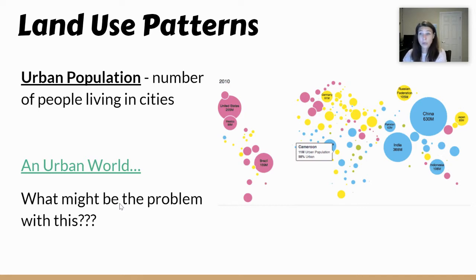And we haven't really talked about this, so it's kind of just a preview, but I want you to use logic and think about it. Why might that be a problem? If there are a bunch of people moving into cities, what could be the problem that occurs as a result of that?